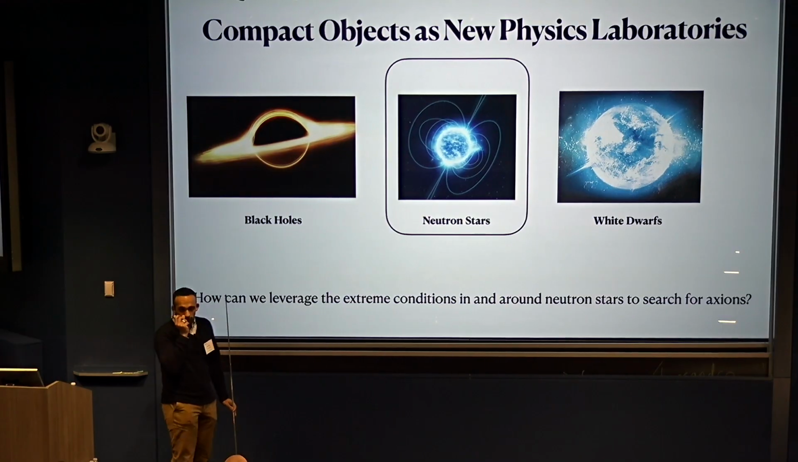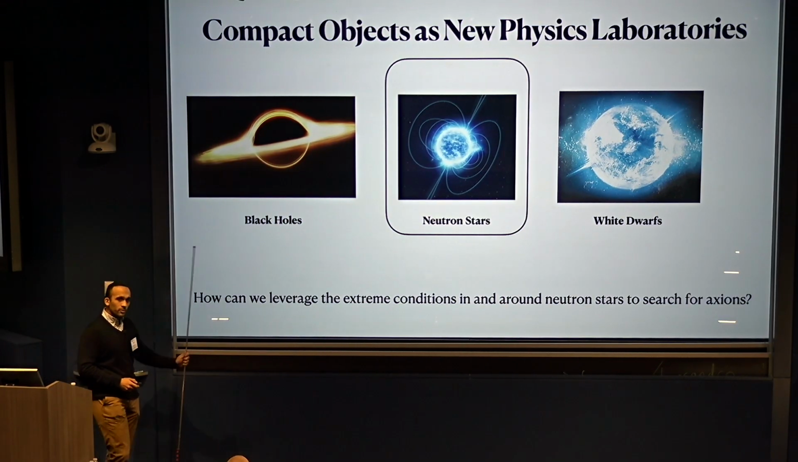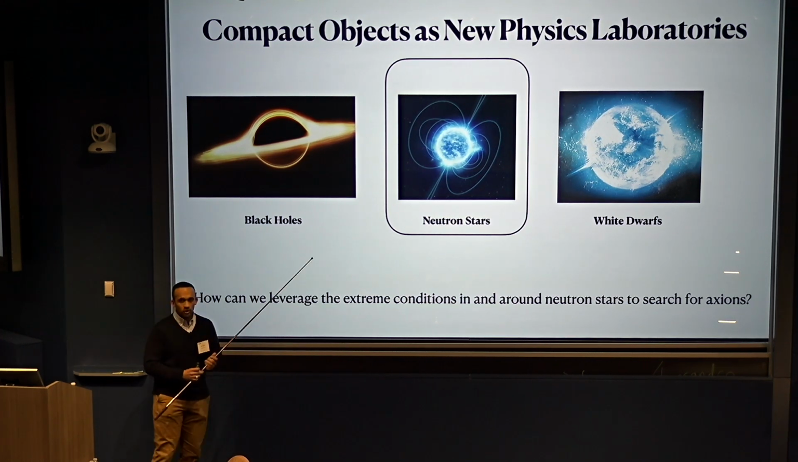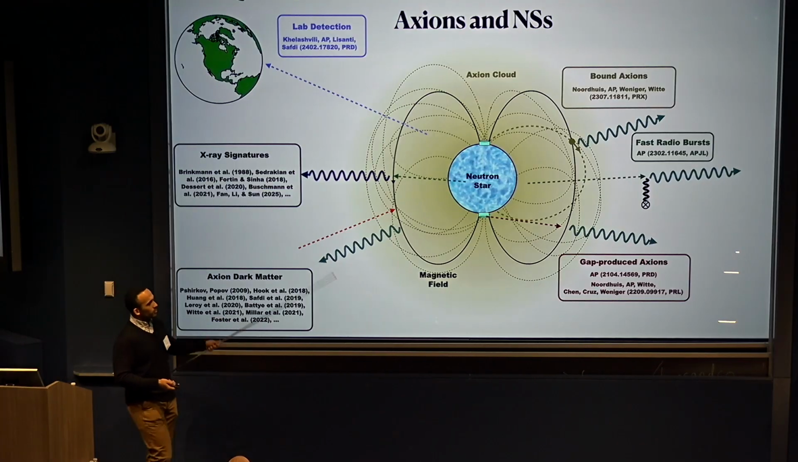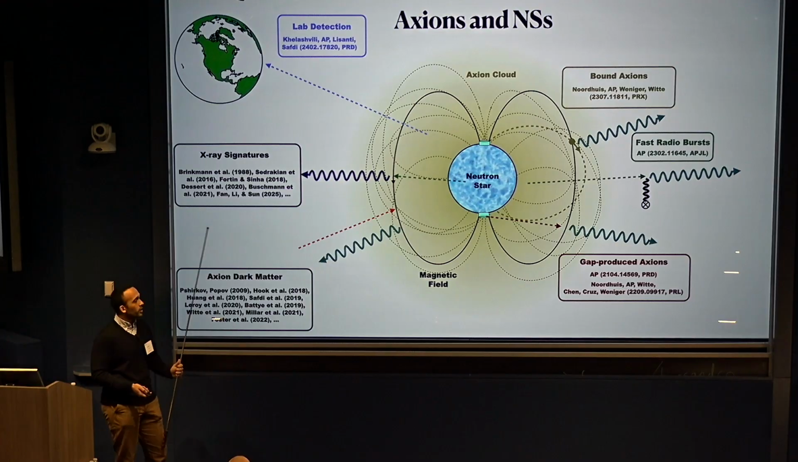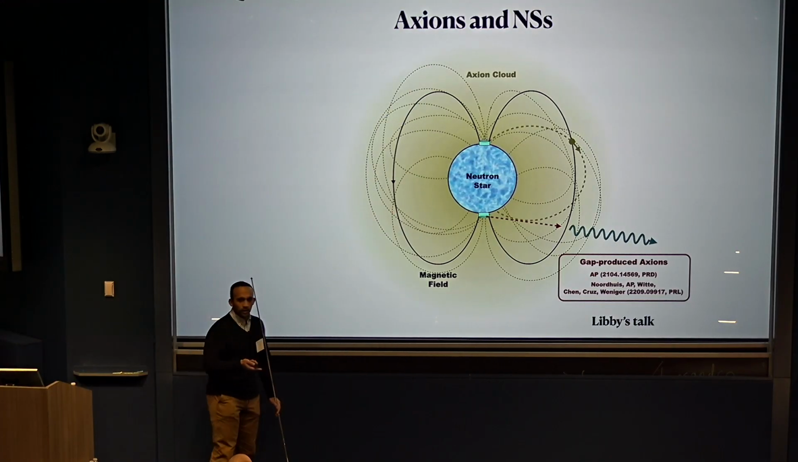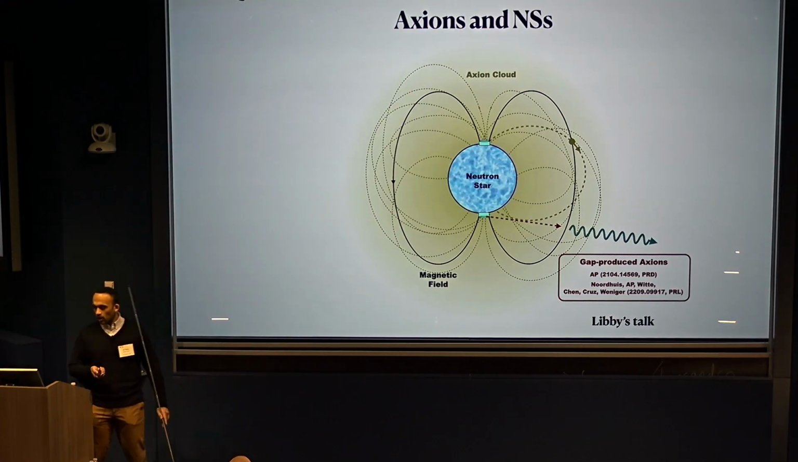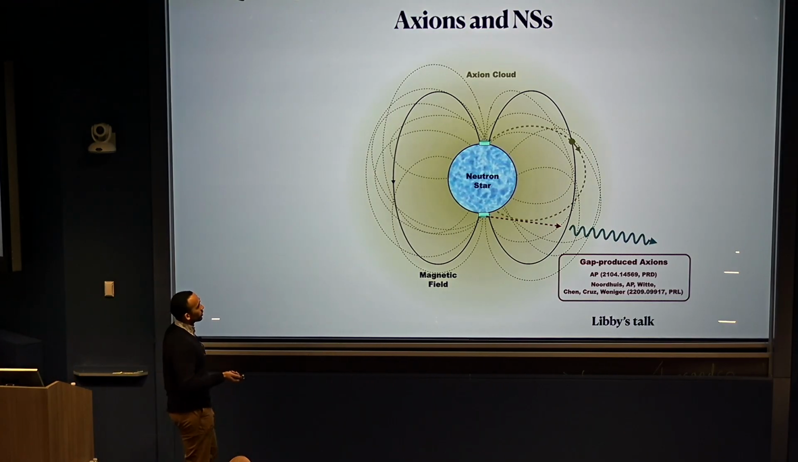And in the interest of time and scope, I'll focus on this particular question of how we can leverage the extreme conditions in and around neutron stars to search for axions. Okay, so here's just a visual summary of a bunch of work done by myself and other people, some of whom are in this room, using neutron stars to look for axions. And I want to pick up where Libby left off, which is to provide some more details on how rotating neutron stars, also known as pulsars, can produce axions.